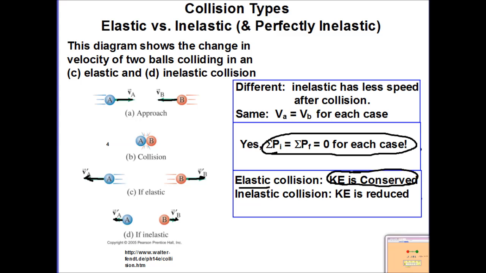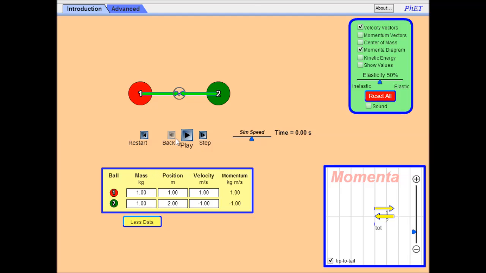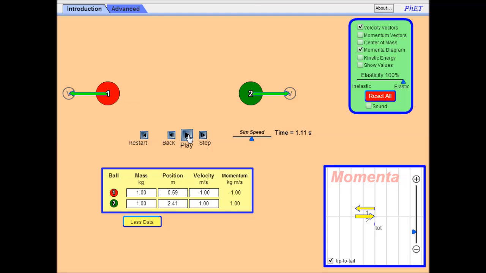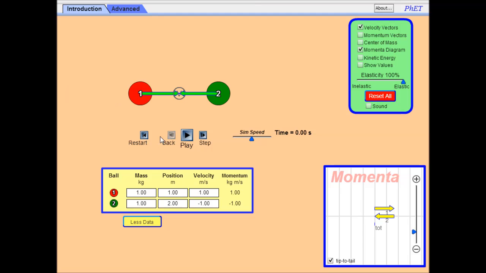Now I'd like to show you that with this simulation. This is from PhET, and this is just a couple of balls that are going to be approaching each other, and I've got the elasticity set over here at 100%. We have a momentum diagram down here to the right-hand side, and then we have some velocity vectors. Let's go ahead and play this. You can see they hit each other and they bounce off. I'm going to go ahead and try that one more time.